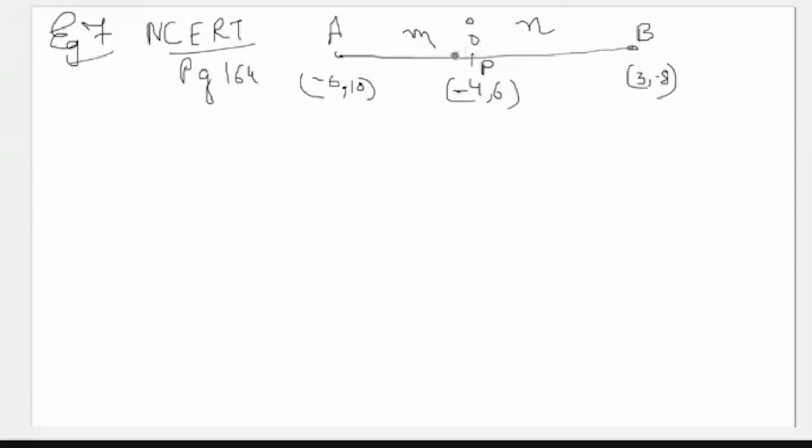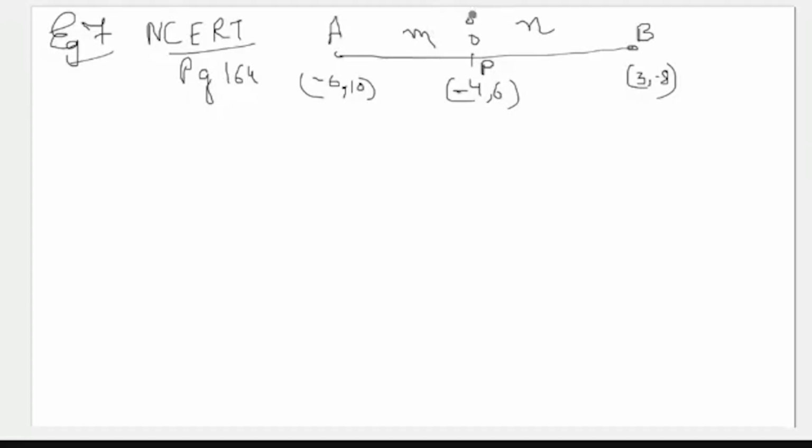64. A point P with coordinates -4 and 6 is given to us, and it is dividing line segment AB, whose coordinates are A(-6, 10) and B(3, -8). We are supposed to find in which ratio the point P is dividing the line segment AB.